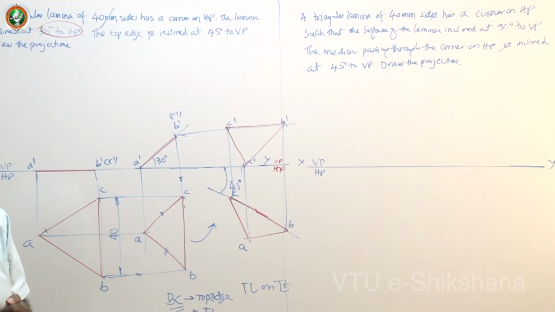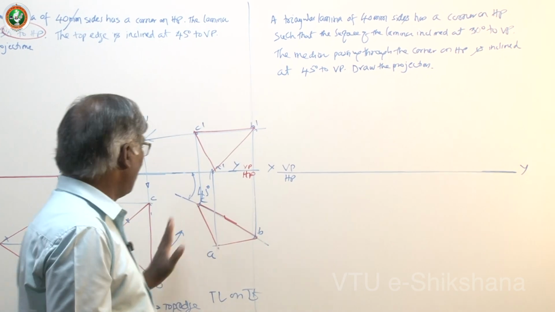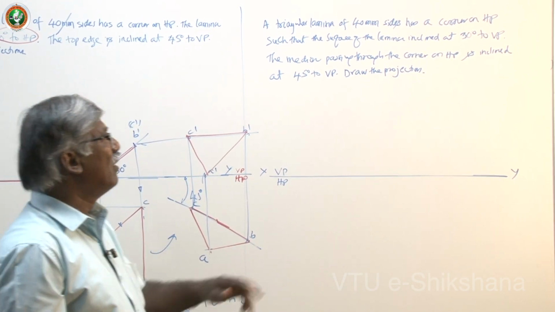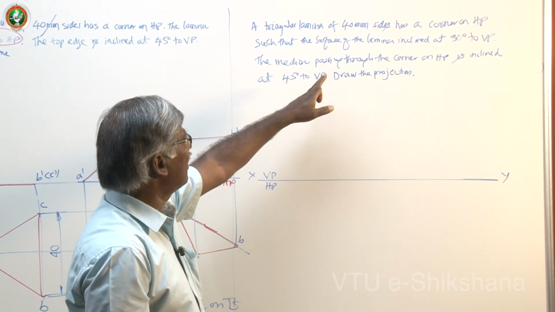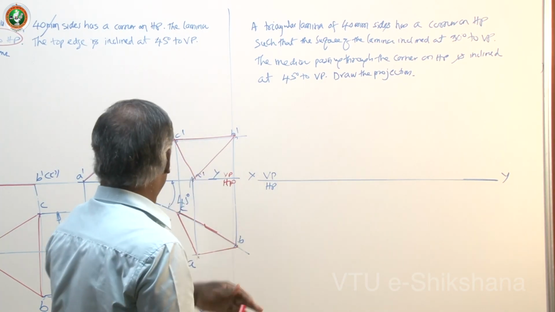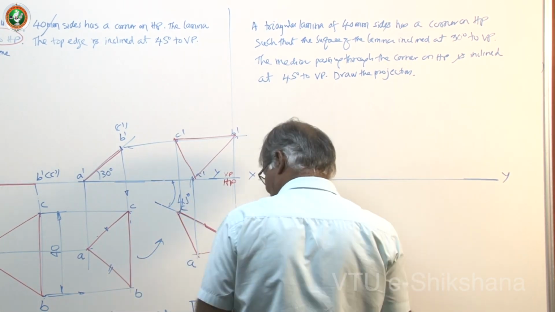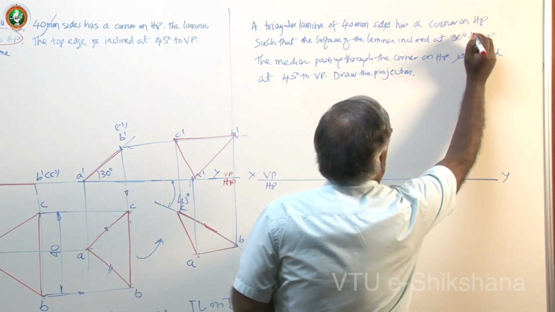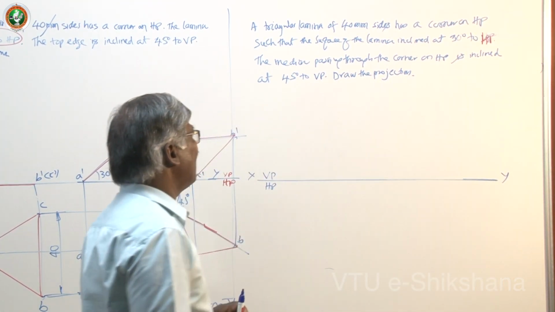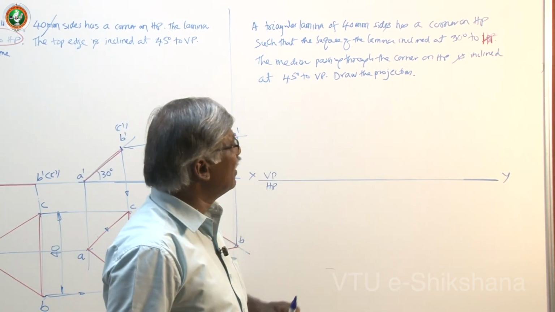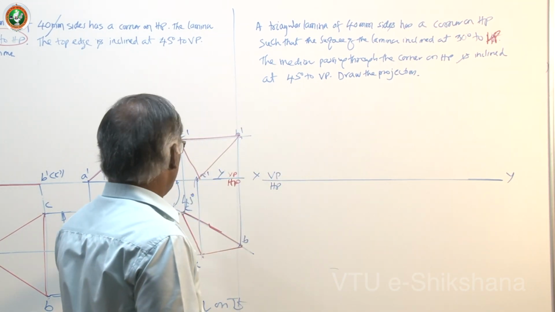Draw the projections. Now, the thing is, up to the second figure same thing, no change because of this 30 degree to VP. The surface of the lamina is inclined at, sorry, there is a small change. The lamina is inclined 30 degree to HP. Yes, same problem, 30 degree to HP, and the median passing through the corner on HP is inclined at 45 degree. If there is a small correction, please. Okay, this is HP. Same problem I am using up to the second figure.